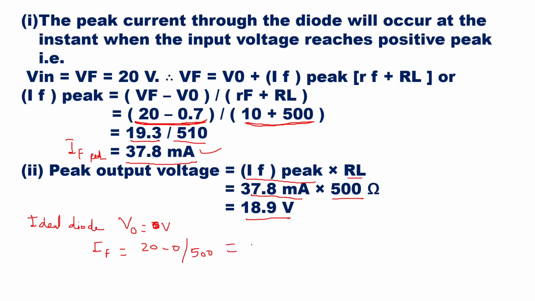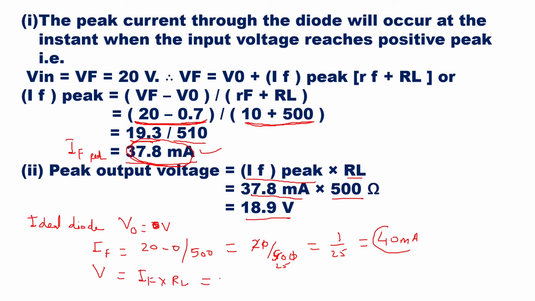That means this equation will become 20 upon 500. So 20 upon 500. So if you take this, it will become 1 upon 25. This is nothing but you will get as 40 milliampere. The current will be 40 milliampere. So here in a practical diode, we saw the current was 37.8, but for ideal diode, it will be around 40 milliampere. Similarly, if you go to see the voltage, peak voltage will be equal to IF into RL.